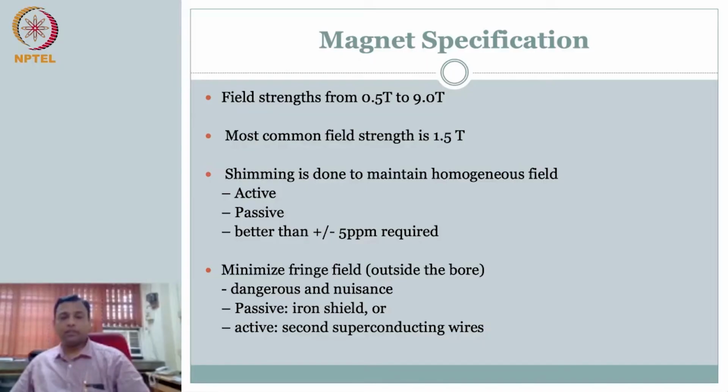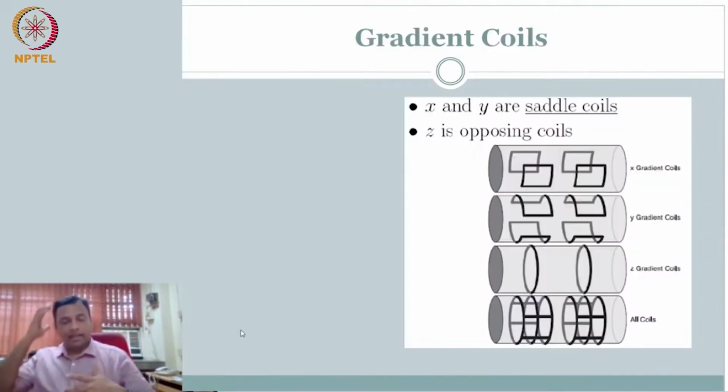The next important component is your gradients. Remember, you have the permanent magnet, your B naught. Gradients are important. Where did we see them in the block diagram? If you remember, we need gradients for the purpose of changing the magnetic field in the X, Y, and Z directions. How are they doing it?